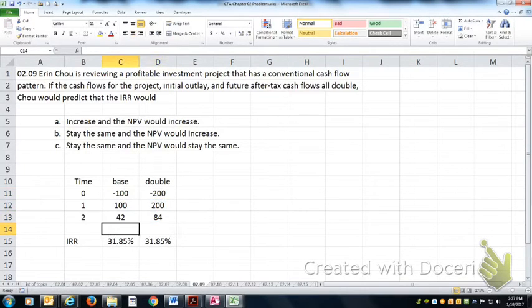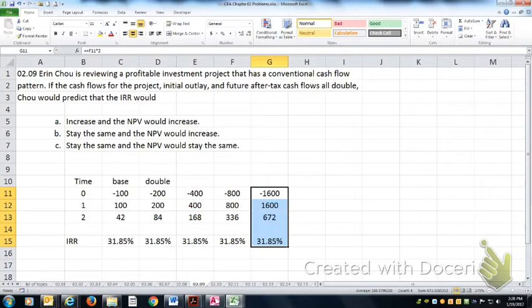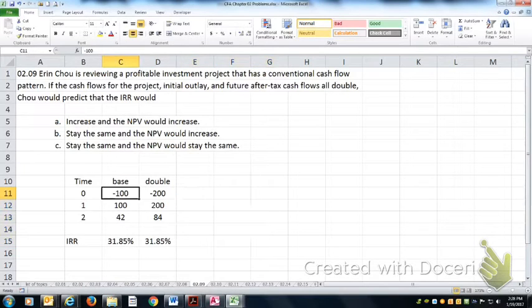the IRR will stay exactly the same because it's still measuring the proportional amount of money coming in relative to the amount that you had to spend. So while everything doubled, I can double it again and again and again, as long as all the numbers change by the same rate. So if they're all doubling or all going up by the same 30%, then the IRR will not change. So A isn't correct. B and C, the only difference here is would the NPV change?